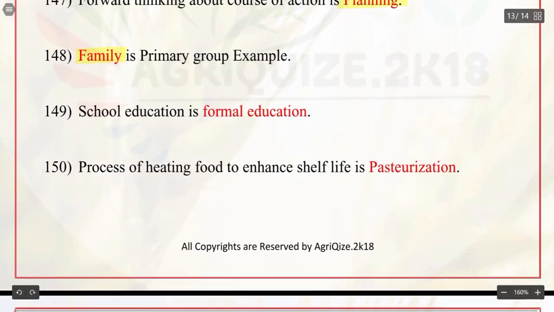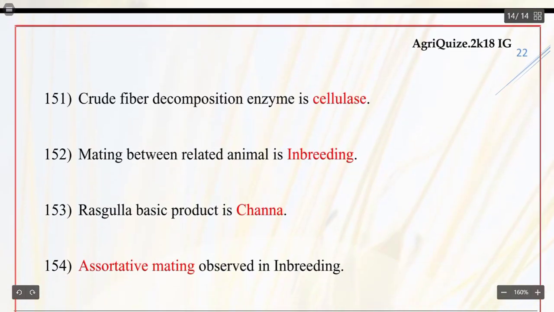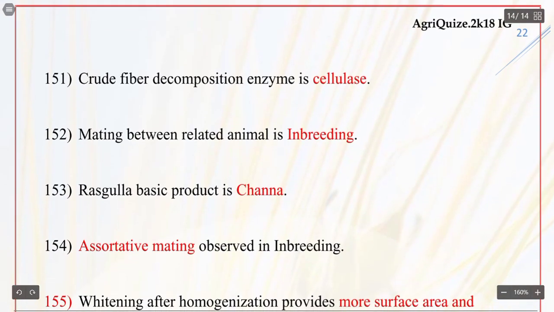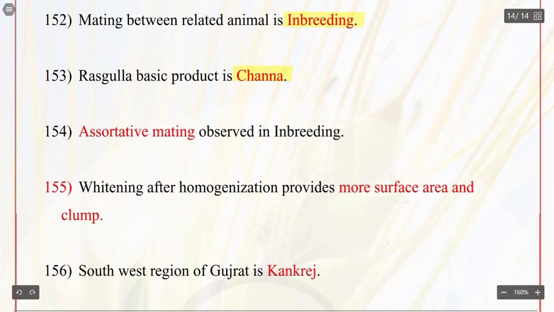Question 149. School education is formal education. Next, process of heating food to enhance shelf life is pasteurization. Next, crude fiber decomposition enzyme is cellulase. Question 152. Mating between related animal is inbreeding. Next, Rasgulla basic product is chana. Next, assortative mating observed in inbreeding.